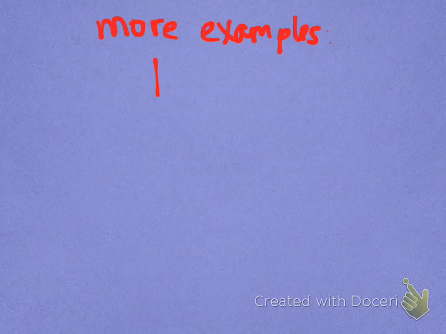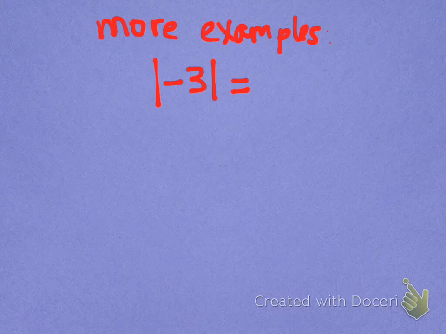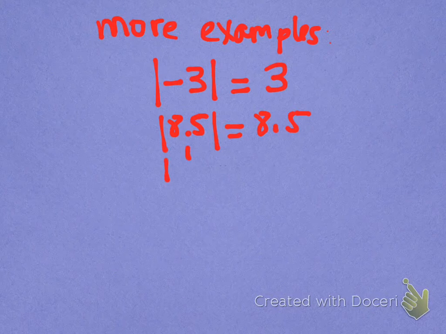Some more examples: if we see this symbol here and they want to know what's the absolute value of negative 3, that means how many spaces from 0? 3. What would be the absolute value of 8.5? How many spaces from 0? 8.5. They can also show fractions. They might ask you, what's the absolute value of negative 1/2? It would be 1/2, because it would be a half a space to 0.